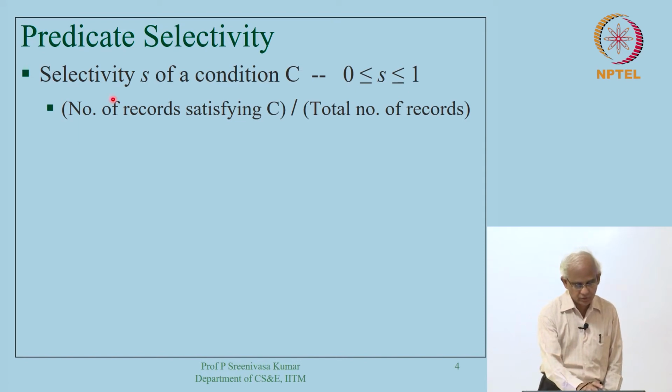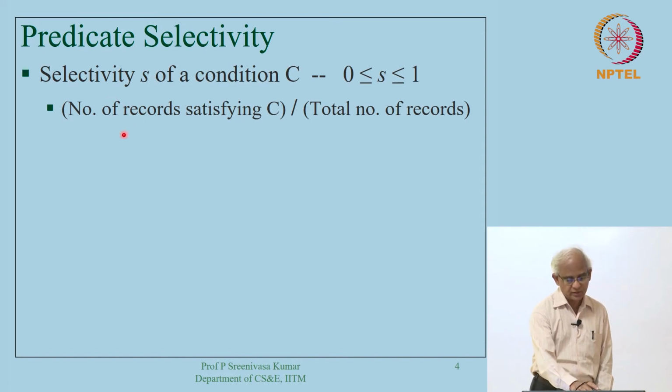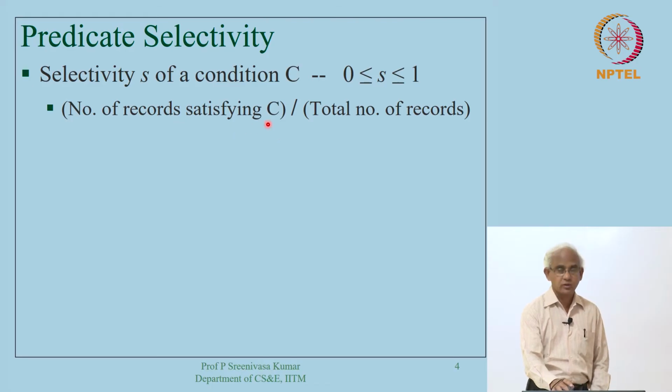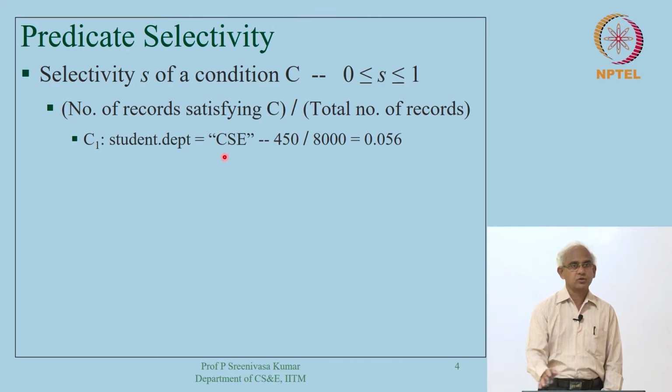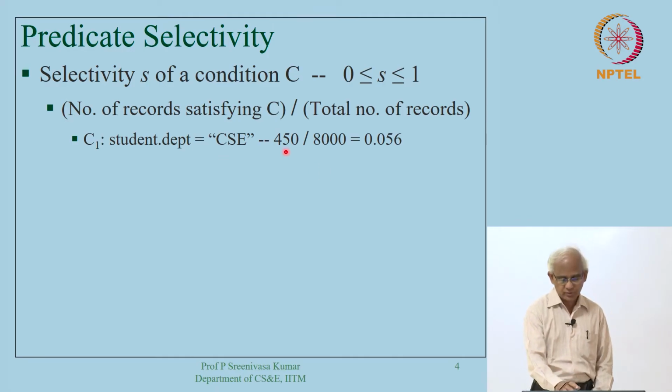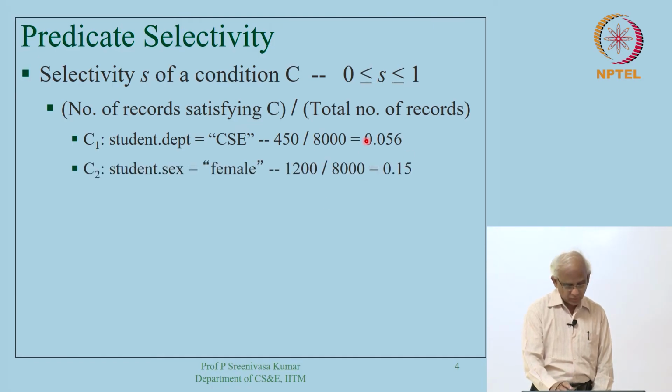Let me tell you what selectivity is. Selectivity is basically the number of records that satisfy that particular condition divided by the total number of records that are present. That is what we call the selectivity. So, here are some examples. Student department equals CSE. Assuming that there are about 450 or 500 students in our campus of 8,000 students, the selectivity is like this. And I heard there are fewer girls compared to boys, so the selectivity of this is like this.